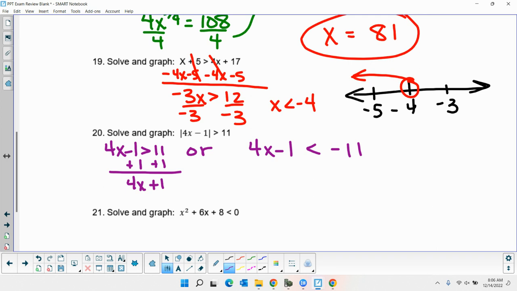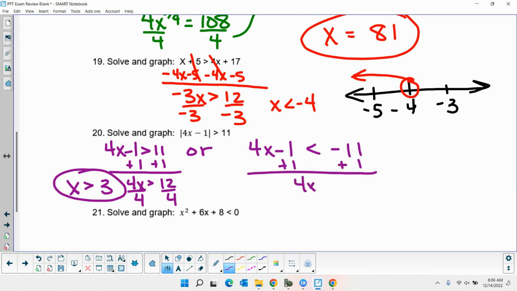Oops. I don't need plus. I need greater than, right? So this one is x is greater than 3. That's one answer. And over here, when we add 1, we get negative 10. And that's negative 2.5, or 5 halves.